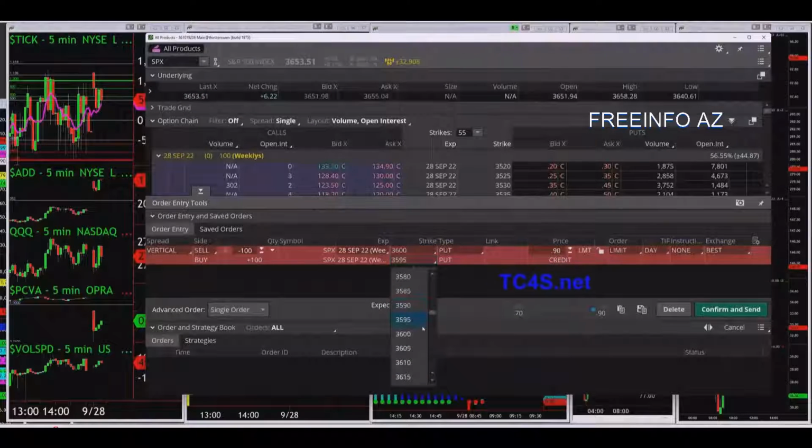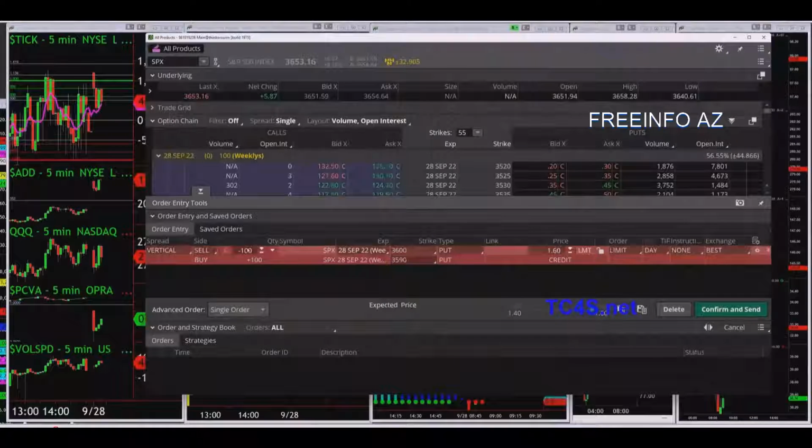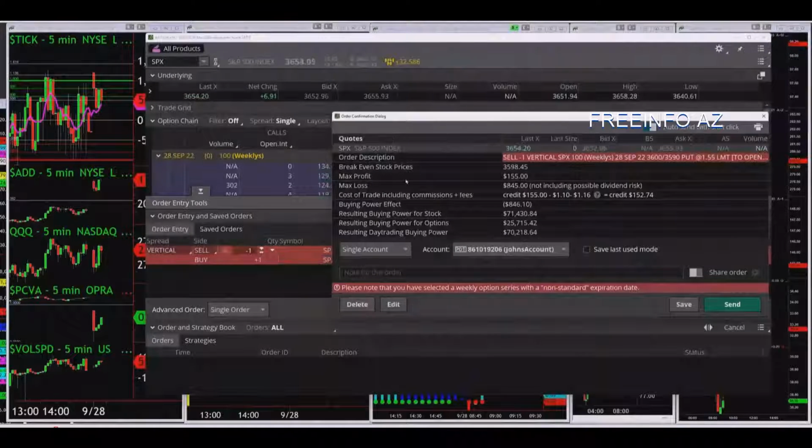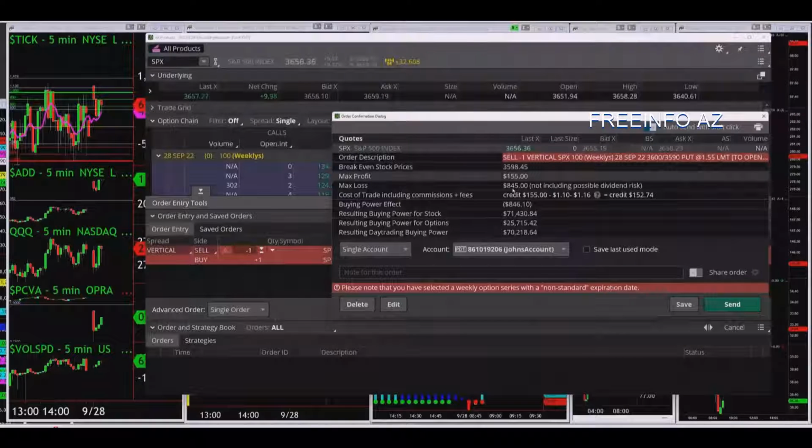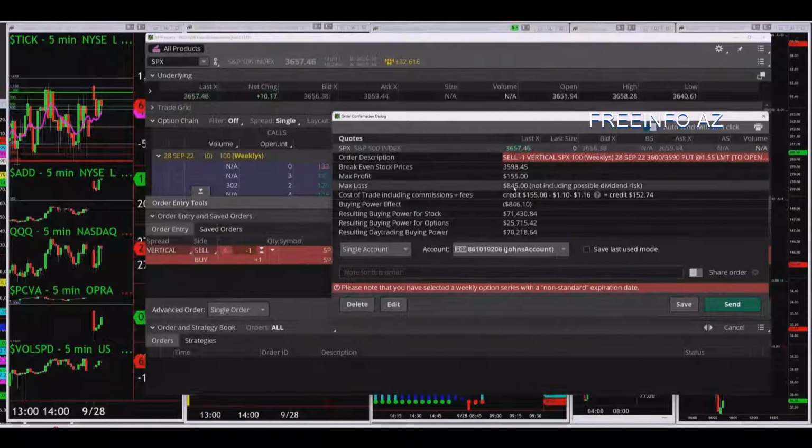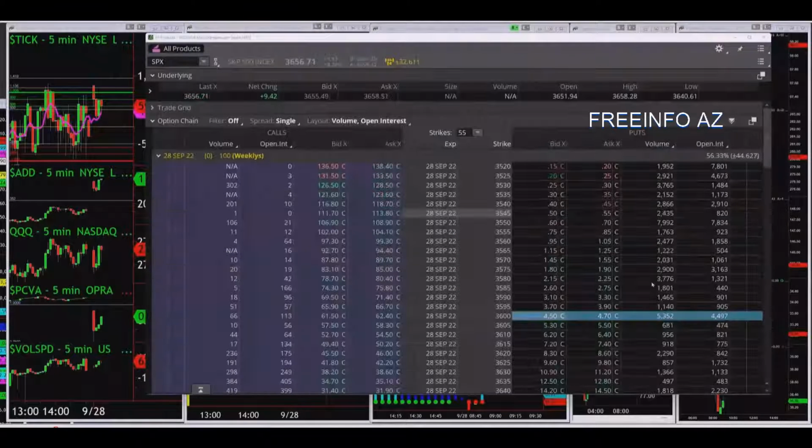So if we look at the 3,600 and the 3,590, I'm just going to do this as a one lot trade so we can compare apples to apples here. And you can do SPYs as well, absolutely. Okay, so we got a 155 credit. That's actually not a bad credit, but it's $10 wide. So for this trade, our max profit would be $155, and to earn that, we're risking $845.